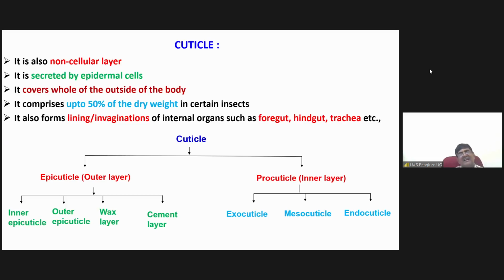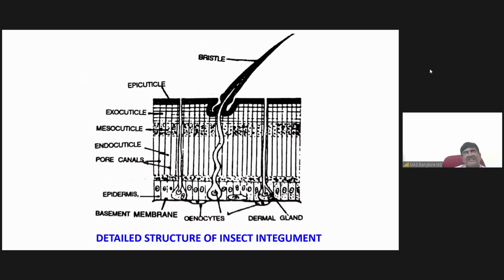So these are the different layers of the cuticle. In the next slide, you can see the structure of the cuticle. I told you that at the bottommost you will find the basement membrane, a very thin layer. In the middle you will find a cellular layer, which is called the epidermis.